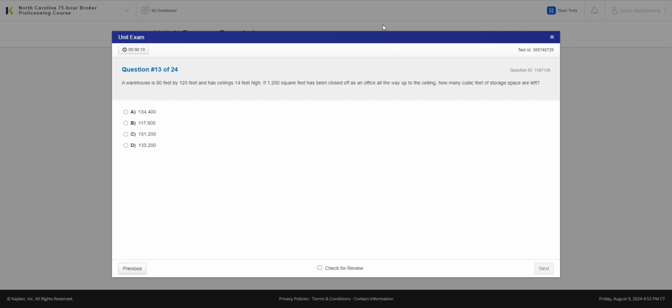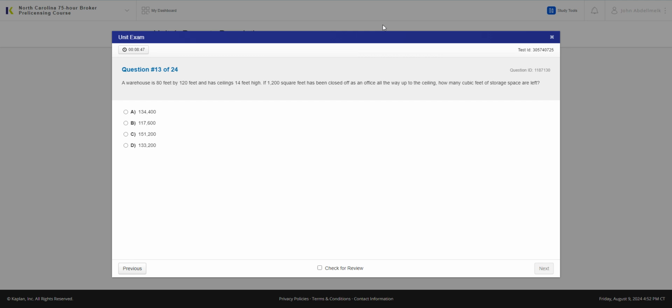So I don't remember them giving us a formula for cubic feet, but really, this is going to basically be length times width times height. That's how you get a cube, from what I remember. So let's try to see if we can answer this without referencing any material that I have. So let's do 80 times 120 times 14.